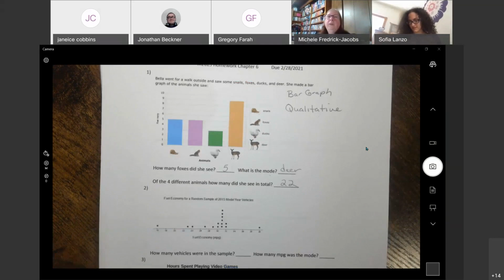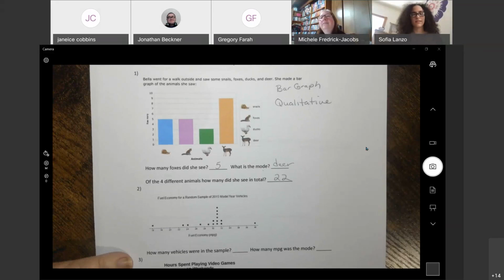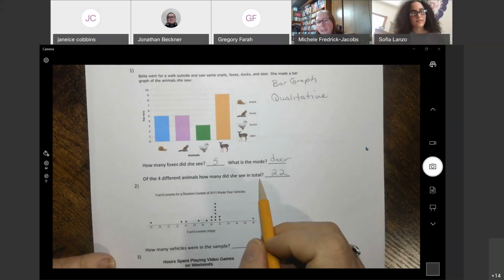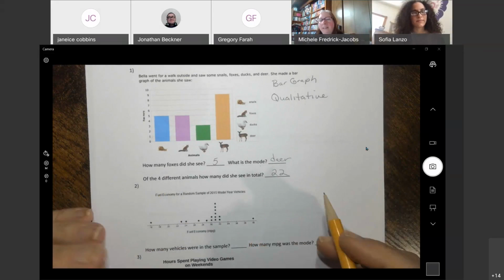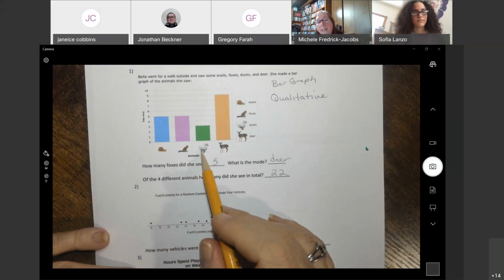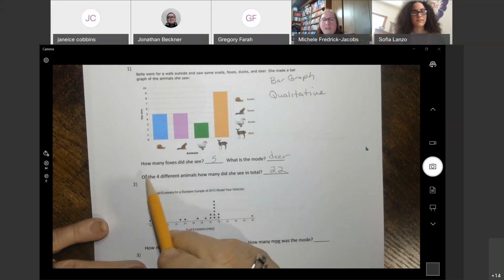Any questions on the bar graph? Yeah, this one I used to put how many different animals did she see, meaning that I wanted the 22, but then I'd get 4 because it was 4 different animals. I still don't like the way I have this question written.